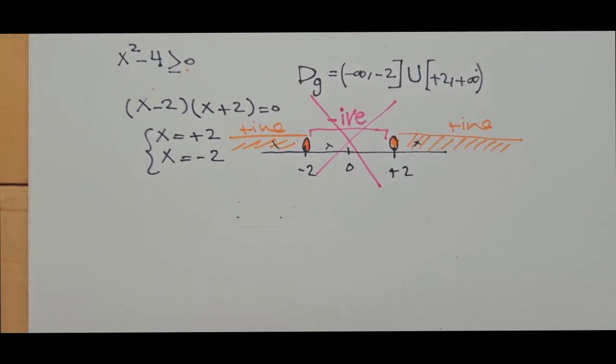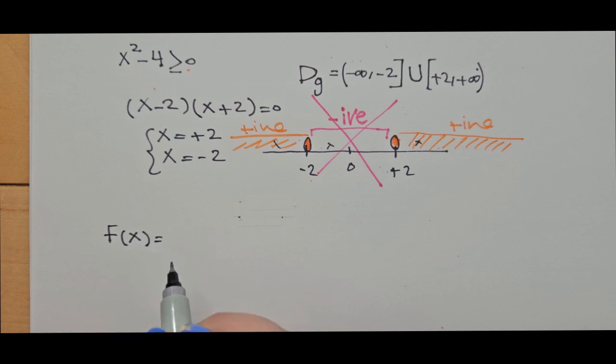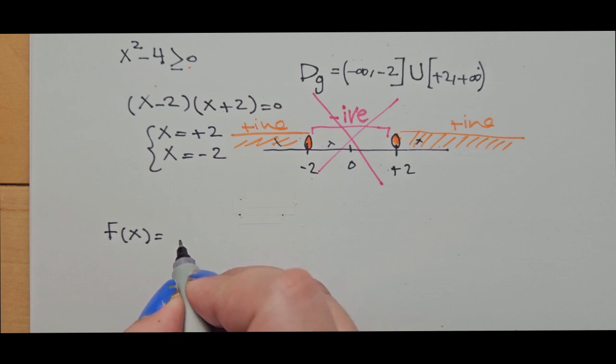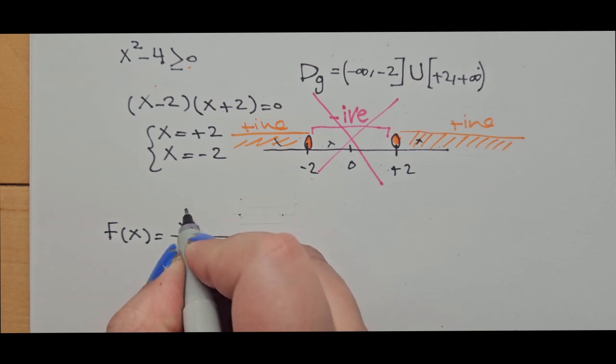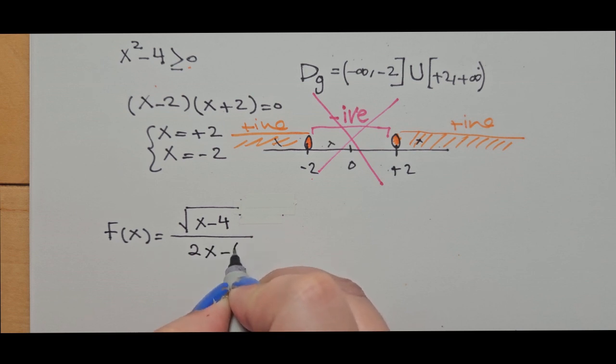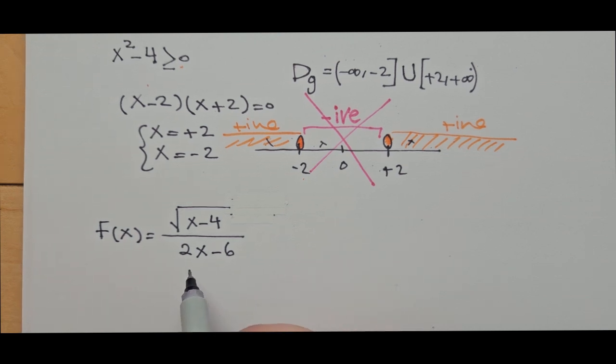Let's do another example. Sometimes it could be a combination of these. So f of x, your function would be the square root of x minus 4 in here, and then 2x minus 6 in here. Okay, so here, remember, guys, how many limitations do we have? Yes, correct. There are 2 limitations.